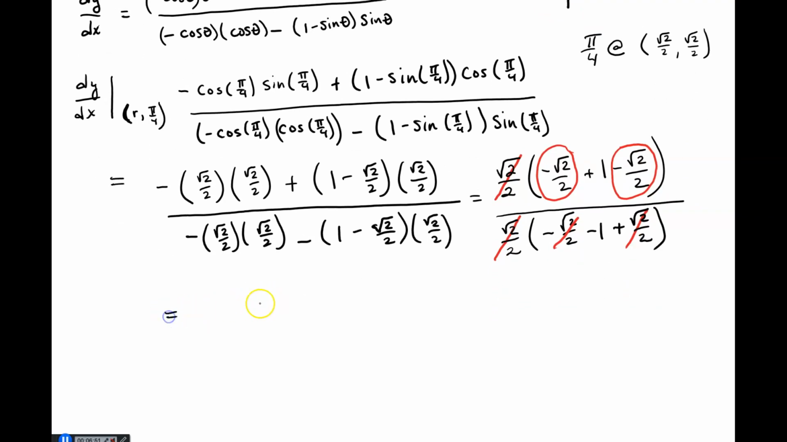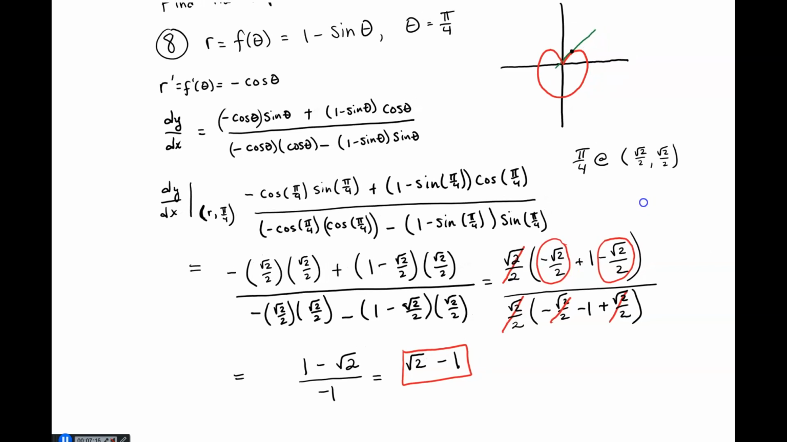So you end up with something that looks like this: 1 minus a square root of 2, all divided by a negative 1. And if you simplify this just a little bit to get rid of that negative 1, you end up with a positive square root of 2 minus 1. And this right here represents the slope at the point pi over 4.